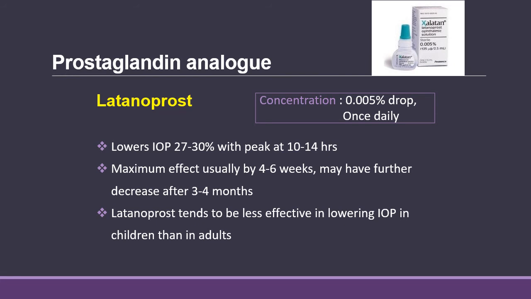So first PG analog is latanoprost. It is used in 0.005% drops and dosing is once daily. It reduces the IOP by 27 to 30% and peak occurs at 10 to 14 hours and maximum effect is usually by 4 to 6 weeks. Latanoprost is less effective in lowering IOP in children than adults.